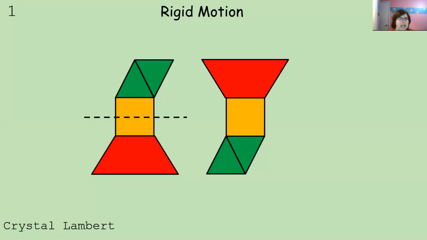First, we are discussing rigid motion. In problem 1, Ephraim and Devante are asked to use the rigid motion of reflection for the figure on the left. The line it's supposed to reflect on is in the center of our center square. It's horizontal, and so it's a horizontal reflection. Let's see what Ephraim and Devante did.